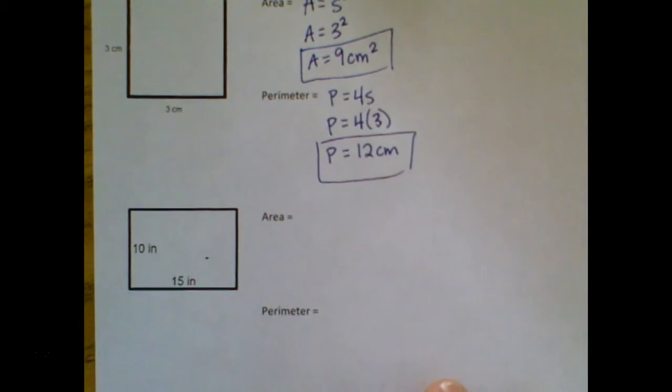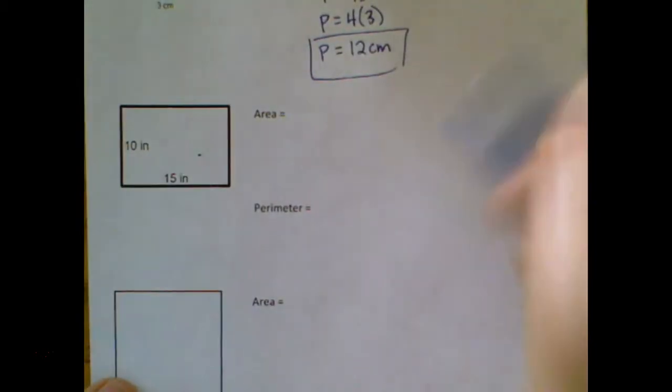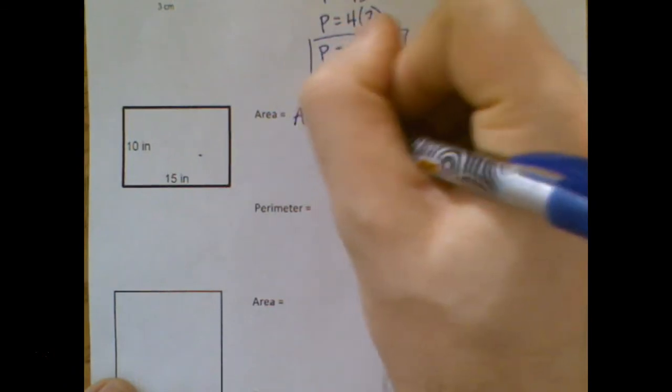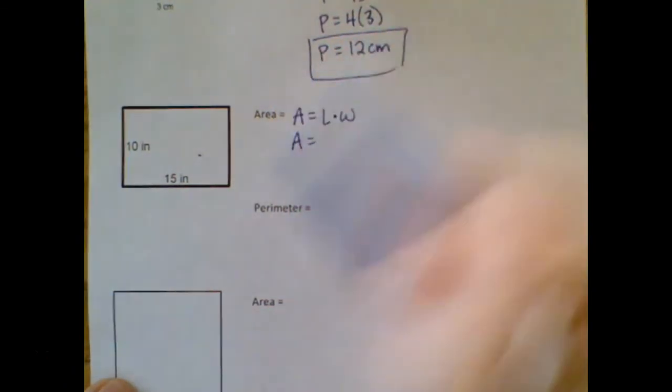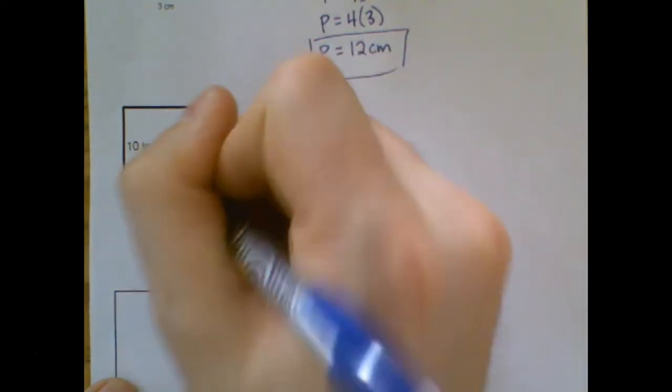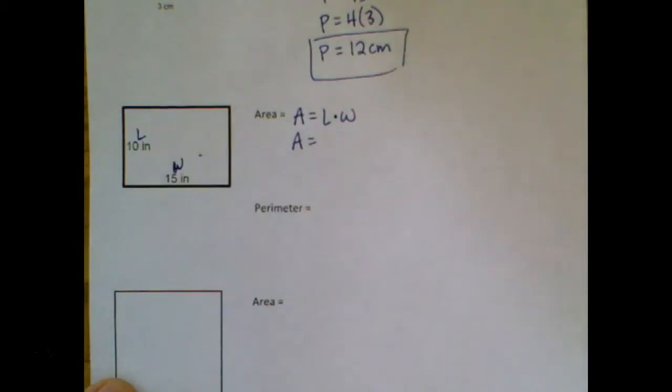Alright, next one is a rectangle, so we're back to that formula that we are familiar with by now. Area of a rectangle is length times width. I'm going to go ahead and call the length, actually for the fun of it, I'm going to call the length 10 and the width 15. If you did it the other way, just check the answer at the end. I'm going to prove to you why it doesn't matter which one you pick.